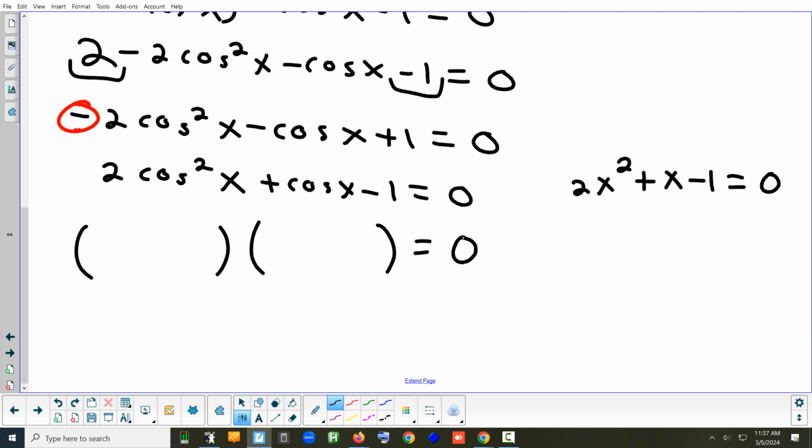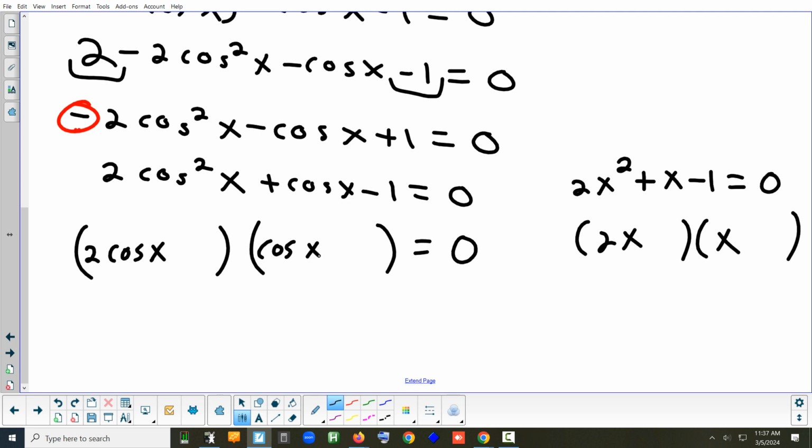Okay. So what's going to have to be my first term in each parenthesis? First one is 2 cosine x. So we're going to need a 2 cosine x. Yep. And the next one is cosine x. And a cosine x. Okay, that's just like a 2x and an x. Yep. Cosine x. That's right.